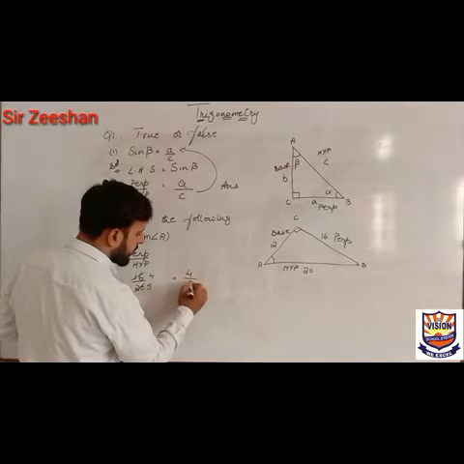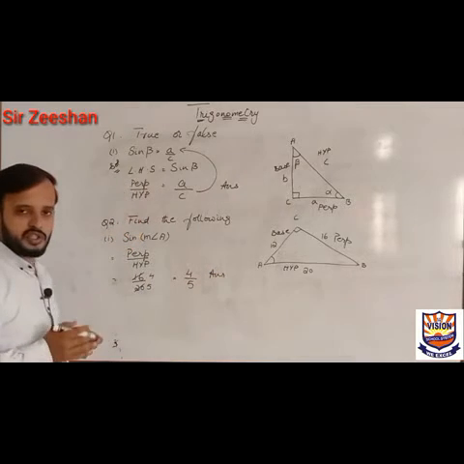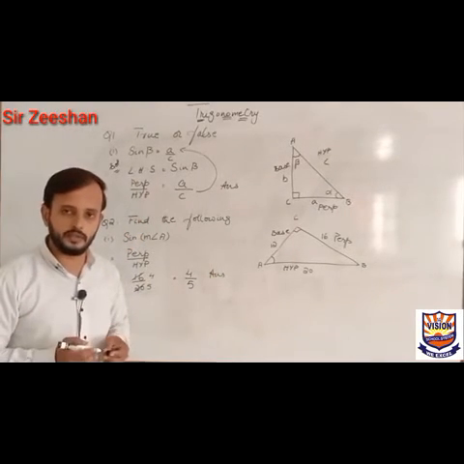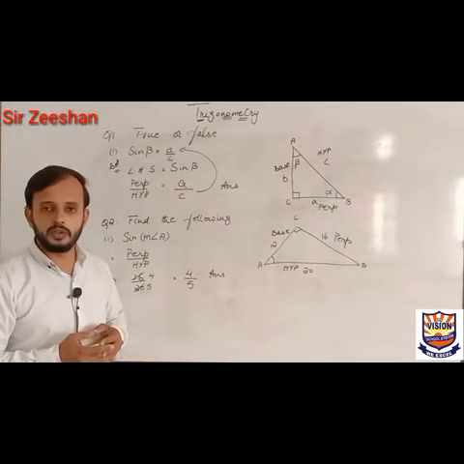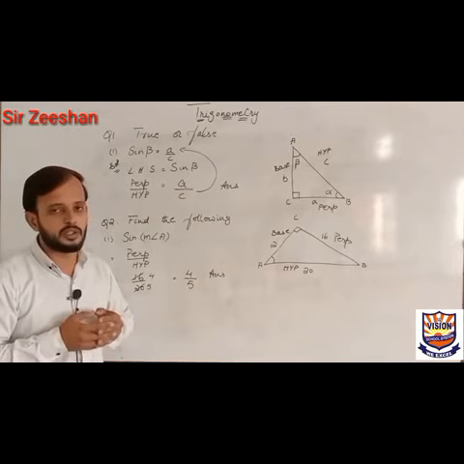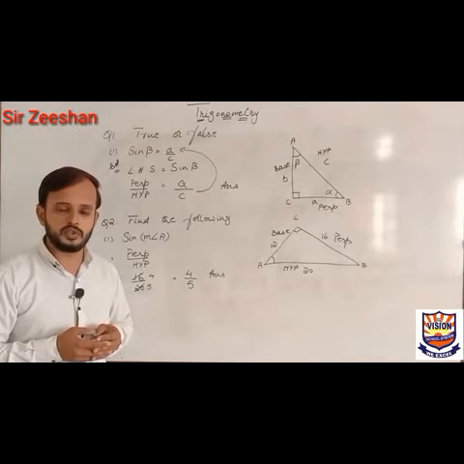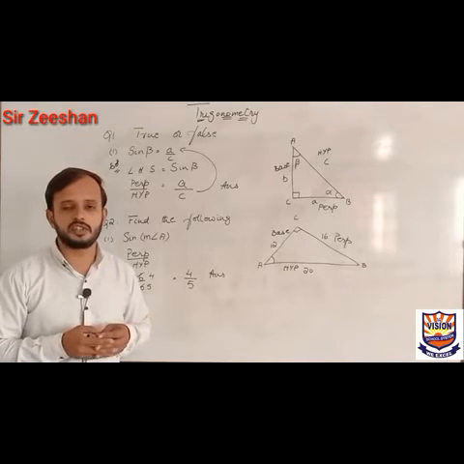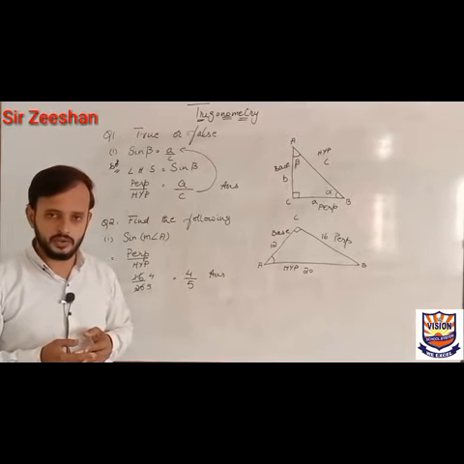4 upon 5. Simple. As in the previous question, just identify the values, write the formula, put the values in the formula, cancel it with common values, common table if possible, and you're done with your question number 2 also. Let's move towards a few other questions also, question number 3, 4, 5, 6 and 7, so that you can solve them properly at your home by yourself.